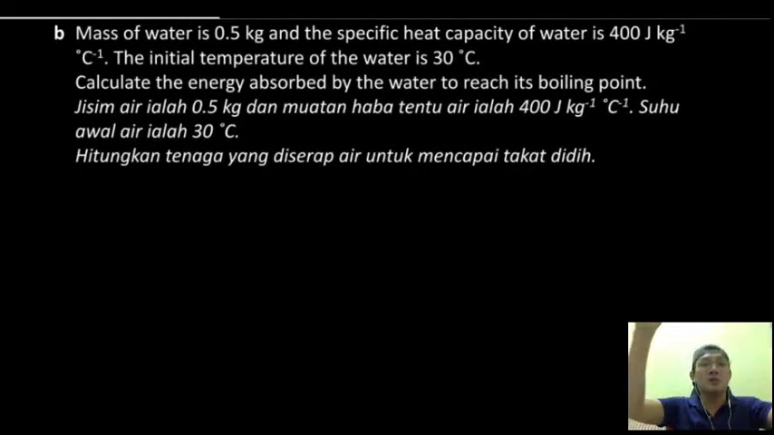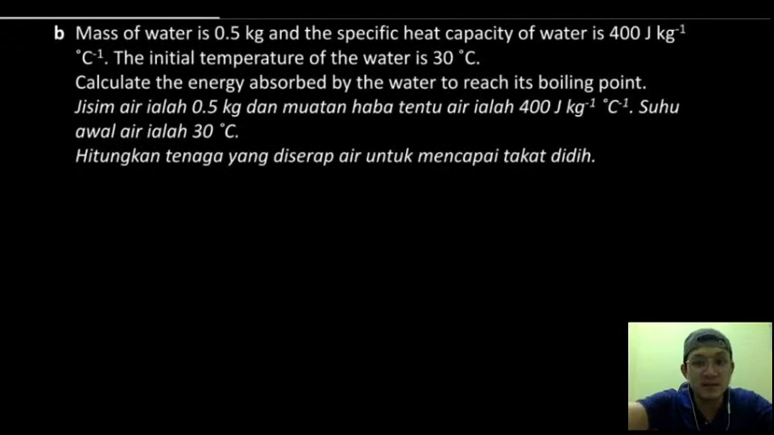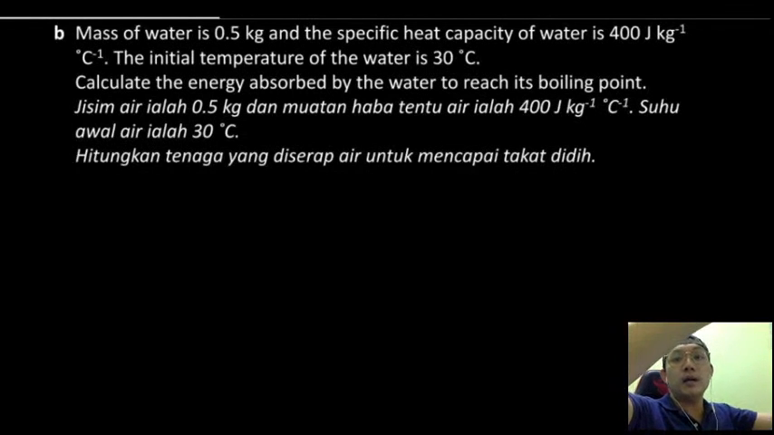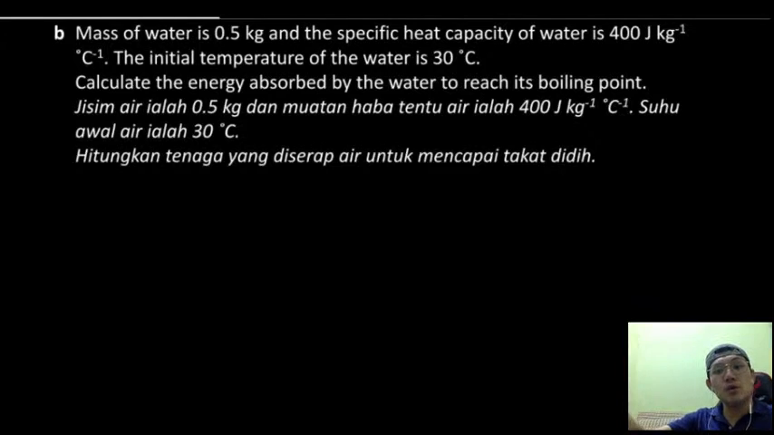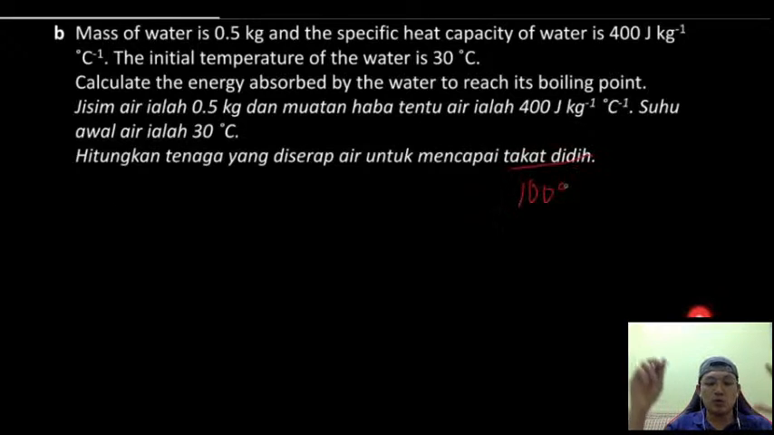Okay? So, mass of water. Then specific heat capacity ialah 400 joule per kilogram per darjah Celsius. Initial temperature ialah 30 darjah Celsius. Okay, I hope this one is okay. This is last week's question. Untuk capai takat didih sudah cakap ialah 100 degree Celsius untuk air lah.